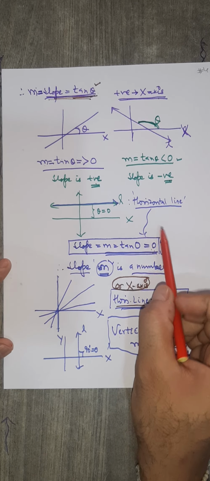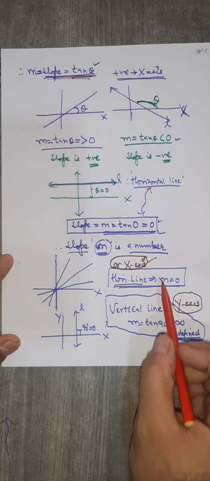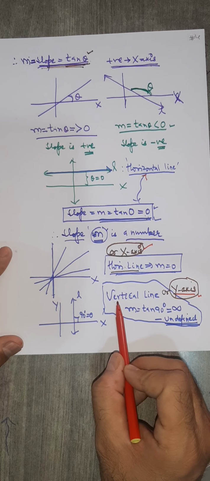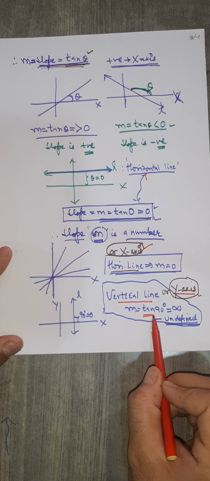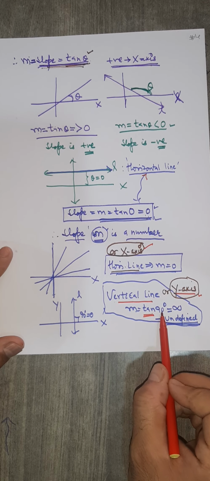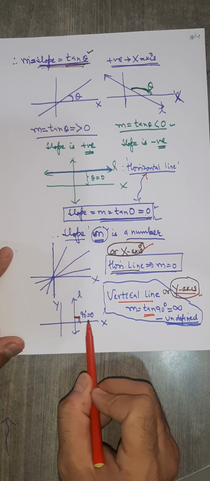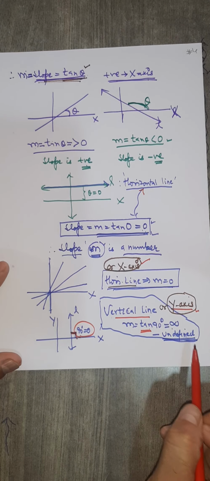Where does the slope become 0? If the line is horizontal or the x-axis itself. Where is the slope undefined? If the line is the y-axis or any vertical line that is parallel to the y-axis. There the slope will be tan 90, which is undefined. Why have I chosen 90 here? Because for a vertical line, the angle with the x-axis is always 90 degrees, and tan 90 is undefined. Undefined means very large.